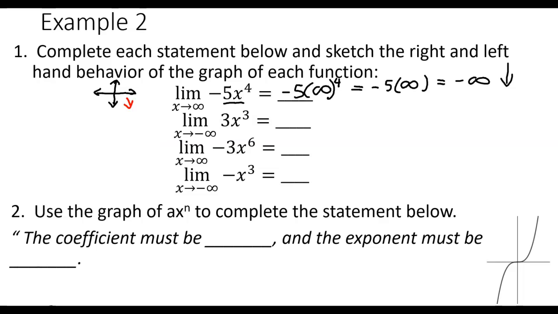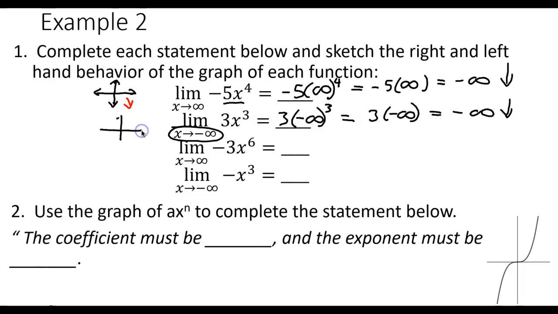What side of the graph are we looking at on the second problem? The left side. So we're going to plug that in now. And what's negative infinity to the third power? That's a negative. Anytime you have a negative infinity raised to an odd power, it stays negative. And a number times a negative infinity gives me. So apparently, on the left side of my graph, we're going down. So what would that picture look like?